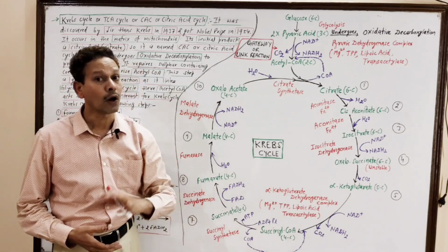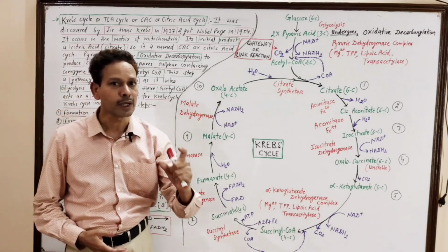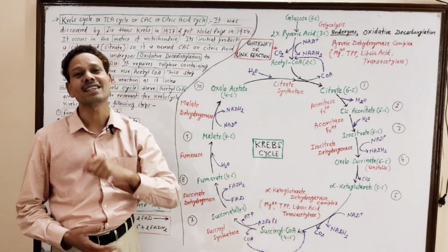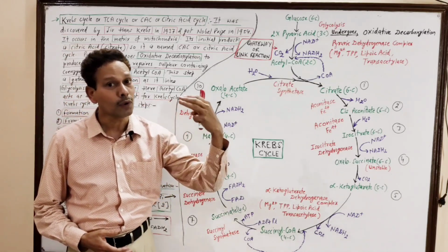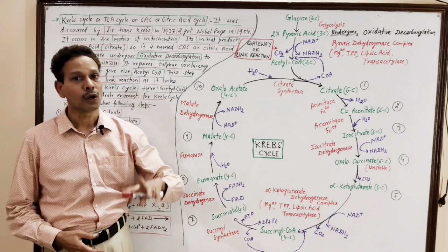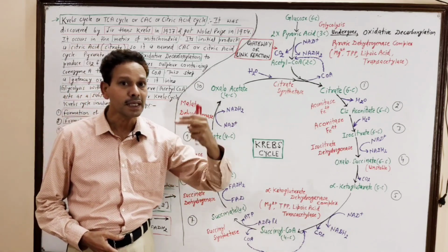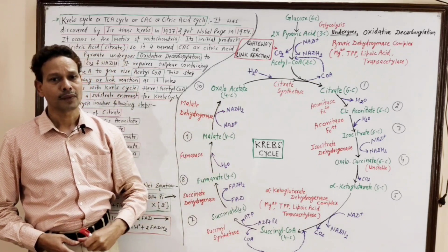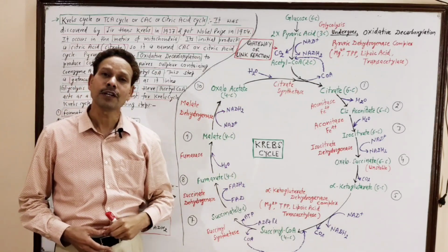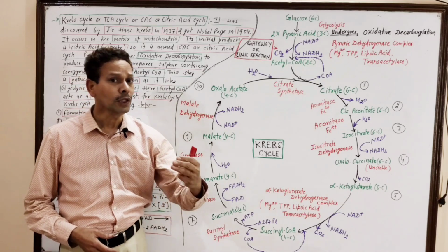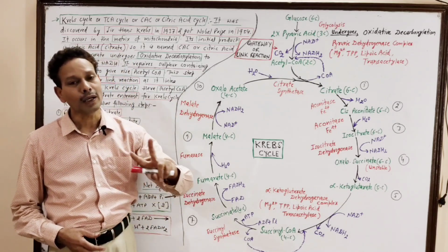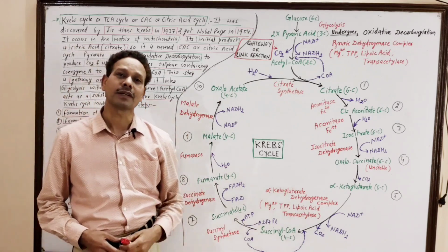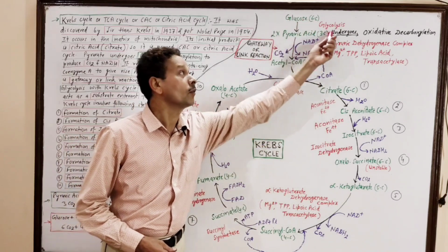Please download your notes. Dear students, in today's lecture we will discuss the Krebs cycle, or TCA cycle, tricarboxylic acid cycle, which is also named CAC, citric acid cycle. In this chapter, plant respiration, there are two important topics. One is glycolysis, second is Krebs cycle. In our last lecture, we studied glycolysis.